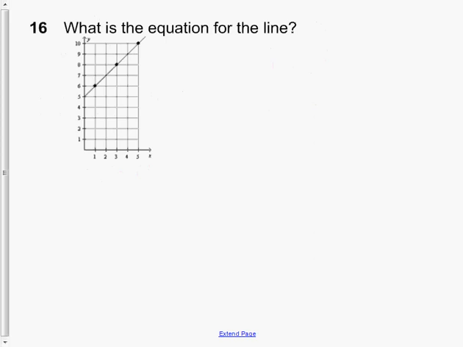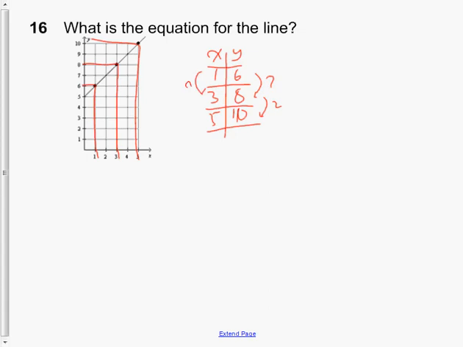Question 16 asks you to find the equation for this line. In order to find the equation, you probably need to create a table of values of x and y. Your first x value is 1 and 6. Your second value is 3 and 8. And your fourth is 5 and 10. The difference in your y column is 2. The difference in the x column is 2.